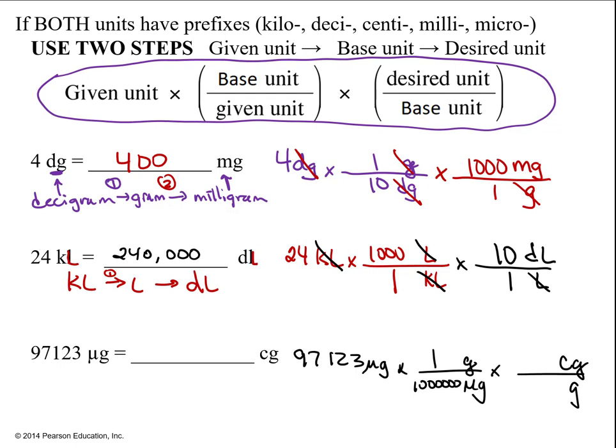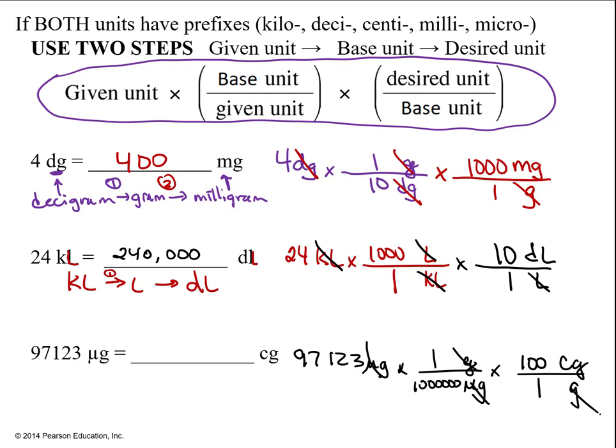Then the second step, grams goes on the bottom, centigrams goes on the top. What number do I put in front of centi? 100. Deci is 10, centi's 100. Grams gets the 1 because it's bigger. So the bigger unit gets the 1, the smaller unit has to have a certain number, but it's always based on 10. So now micrograms, micrograms, grams, and grams will cancel. So I have to take 97,123 times 100, divided by 1,000,000. I always multiply everything across the top, and then I divide by each thing in the bottom.